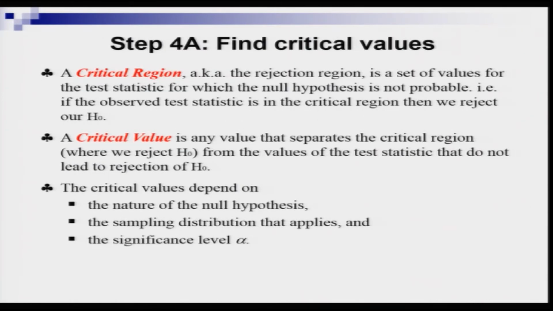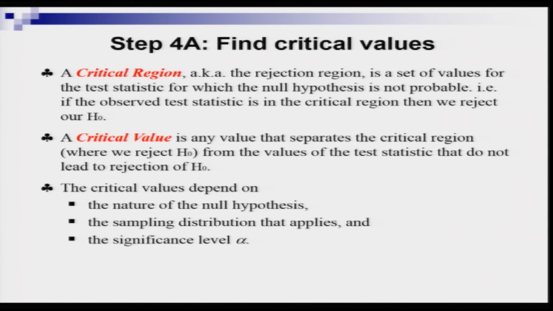Now, I am going to talk about the traditional method that one can adopt in step 4, and I will again start with two definitions because it is a mostly theory based lecture. We start with critical region. What is it? The critical region or the rejection region is a set of values for the test statistic for which the null hypothesis is not probable. It implies that if the observed test statistic is in the critical region, then we can reject our null hypothesis.